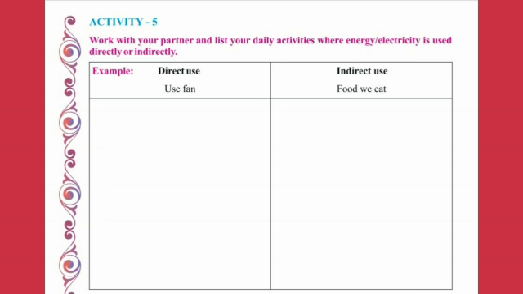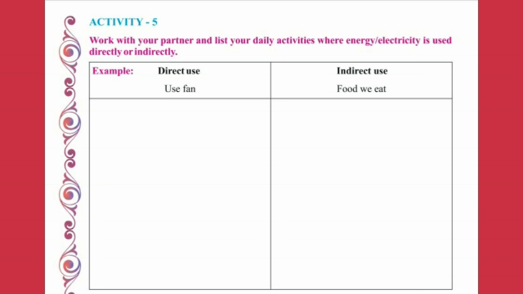Dear children, in this activity, you have to mention various activities that you do in your daily life using different forms of energy or electricity. Energy means solar energy, heat energy, mechanical energy, etc. So direct use, like using fan, using light, using your vehicles, using air conditioners, these are the direct use of energy. When we talk about indirect use, it means the food we eat. We use LPG gas to cook your food. So it is an indirect use.